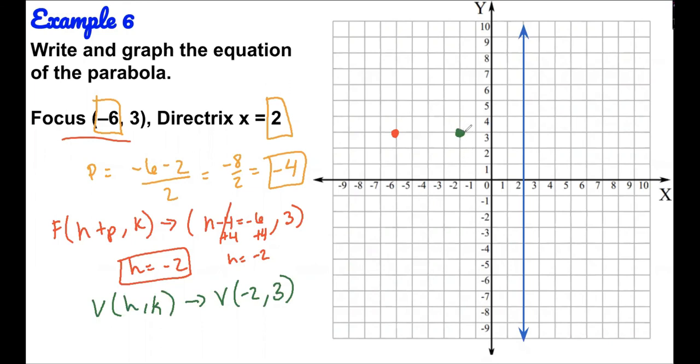So it seems about right. Same distance from our directrix and from our focus. 1, 2, 3, 4. 1, 2, 3, and 4. That's correct. So now let's go ahead and write our beautiful equation.